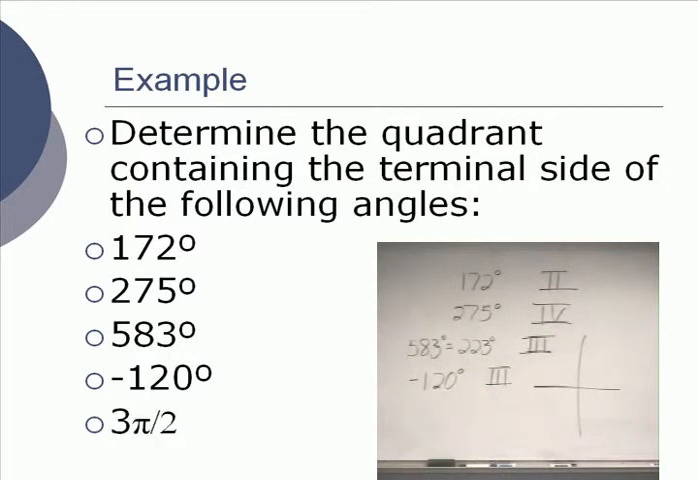3 pi over 2. Not in degrees, but in radians. Where does 3 pi over 2 lie?